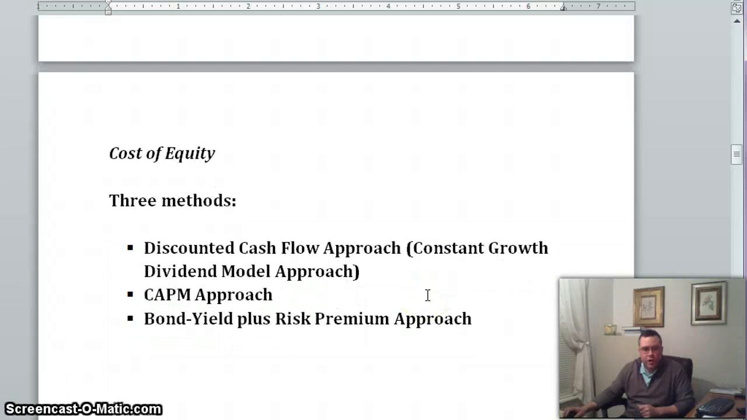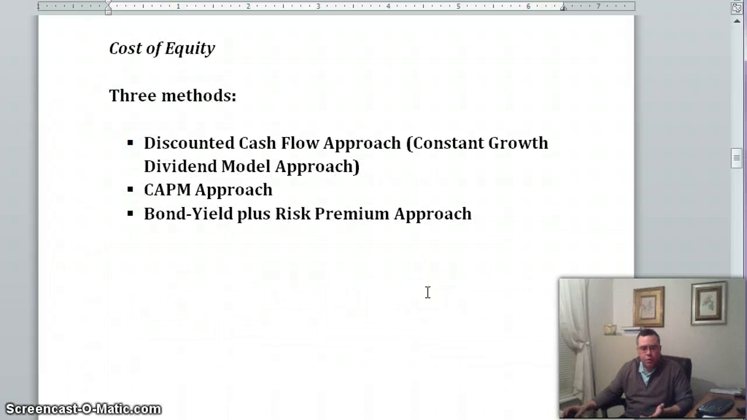All right, let's move on to the cost of equity. There are multiple ways to calculate the cost of equity. It's quite a bit more difficult than calculating the cost of debt because equity doesn't have predefined cash flows. So the best approach, in my opinion, is the discounted cash flow approach, which I normally call the constant growth dividend model approach. It's the same thing we did from the last chapter.